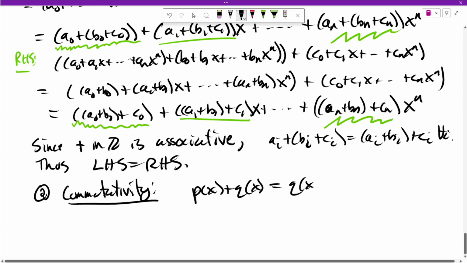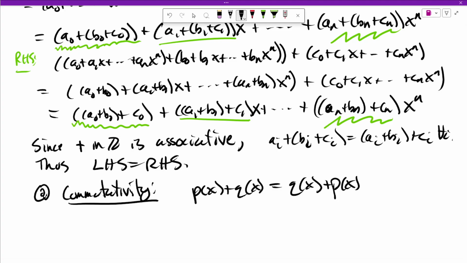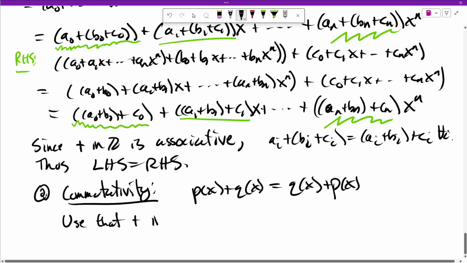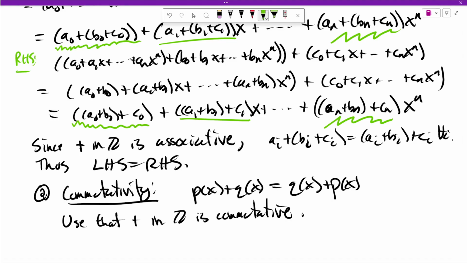Why should that work? Well, addition in Z adjoin x, our set of polynomials with integral coefficients, is just defined coordinate-wise. It's just defined term-wise, right? Or I guess the right term here would be monomial-wise. It's defined on each power of the x. You just combine like terms. That's going to be defined in terms of the addition in Z, and so since the addition in Z is commutative, so is this one. So you'll use that plus in Z is commutative. Right? So you're going to do this one.